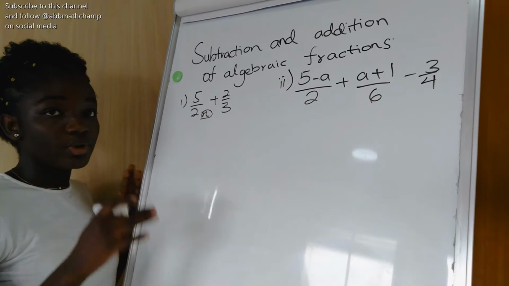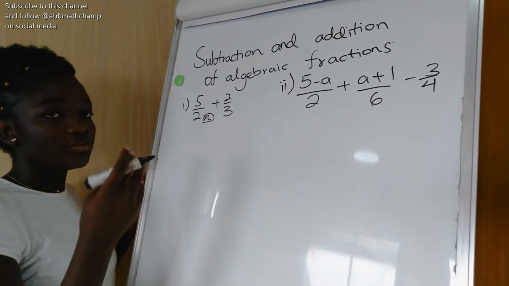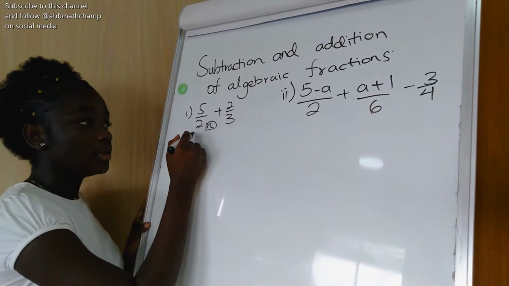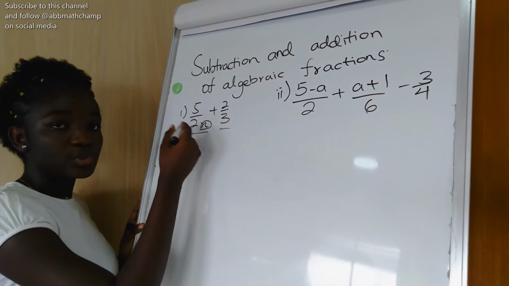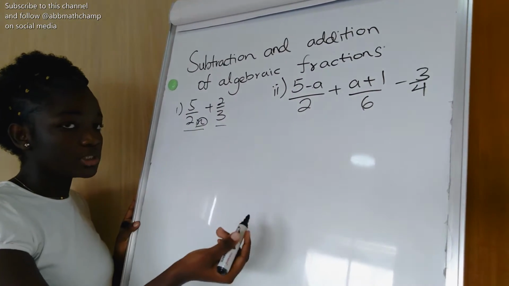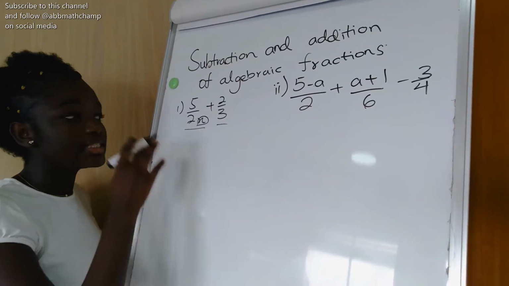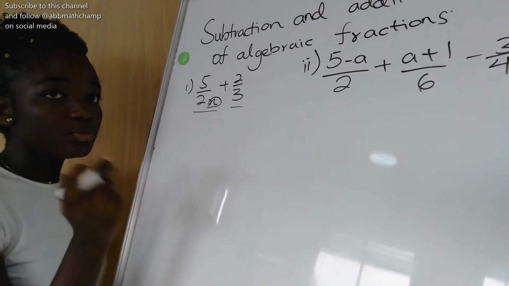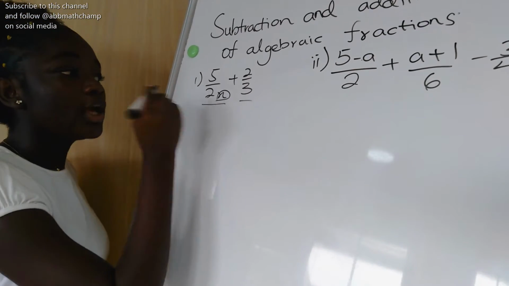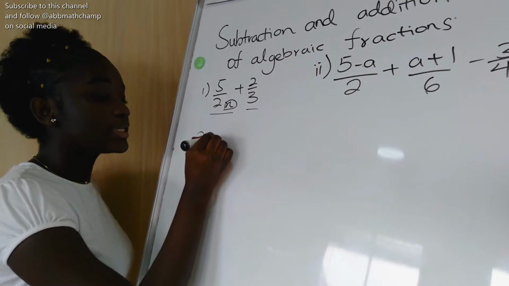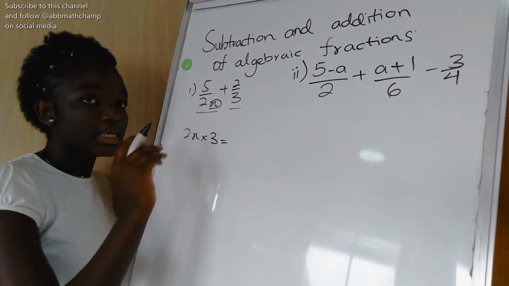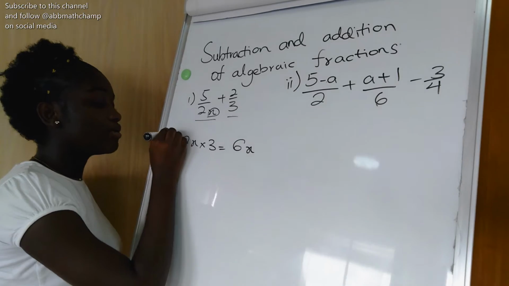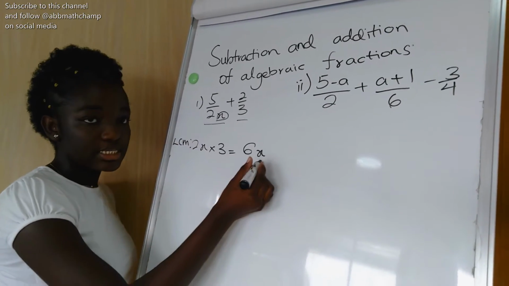You know how to do it when it has different denominators. You find the LCM, right? So for 2x and 3, you find the least common multiple. You can find that by just multiplying. Although that one won't always be the least, it will be a common multiple. But here, when you multiply 2x and 3, that will be the least common multiple, which is 6x. So here we have our LCM to be 6x.